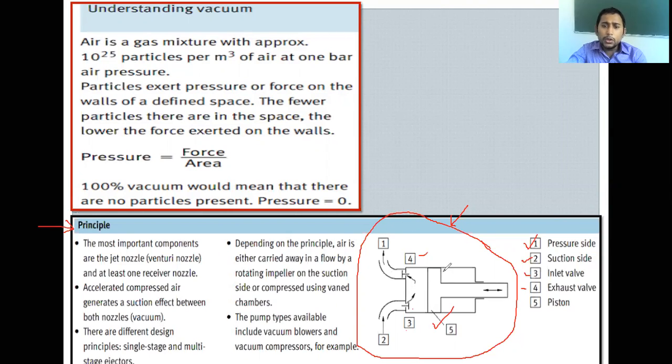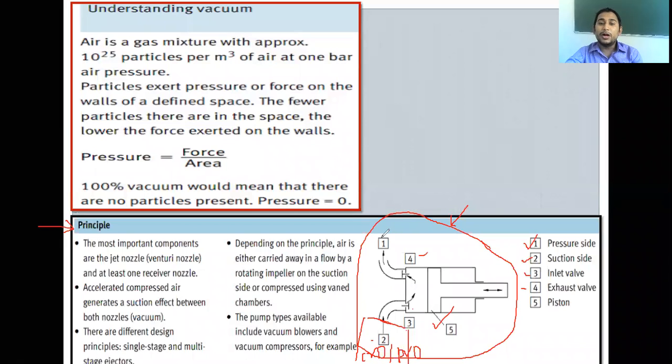Now look into the figure. Suction side: this second side is connected to the particular chamber. That is, we can say that this area is connected to the chemical vapor deposition technique, CVD, or PVD, physical vapor deposition, or we can say an electron accelerator also. So this second part is connected to the chamber where we need to create a vacuum.